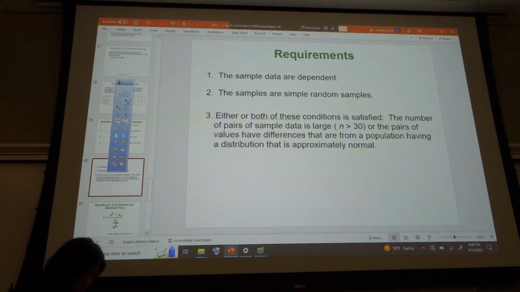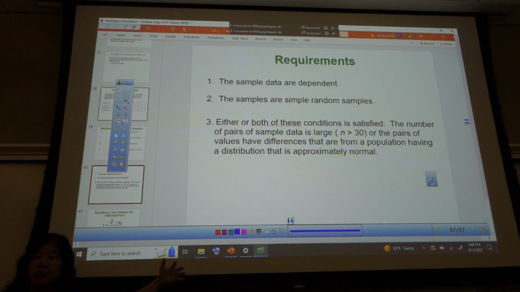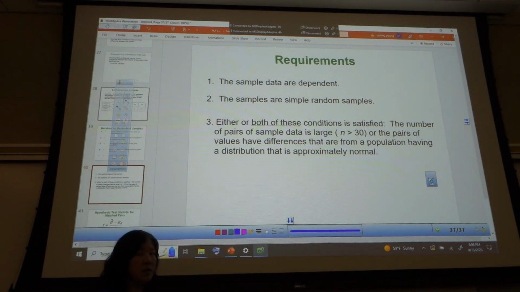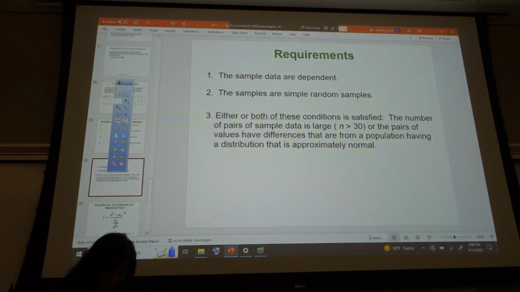There are some requirements. The sample data are dependent. The first group was conducted by a simple random sample. The second sample is dependent upon the first sample. And then, as always, they either need to be normally distributed or have an n larger than 30.